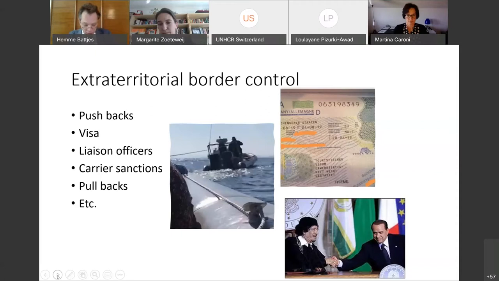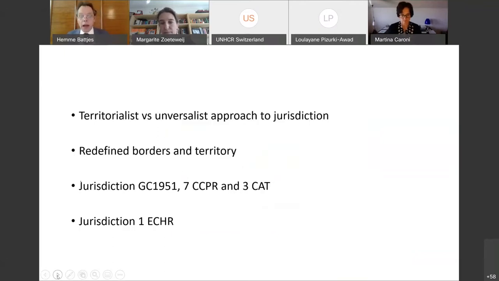And as indeed stated already, whether or not non-refoulement applies abroad is a hotly debated issue for already over 30 years. And as one commentator has observed, Thomas Gammeltoft-Hansen, the reason for that is maybe because there is a tension at the heart of the issue.